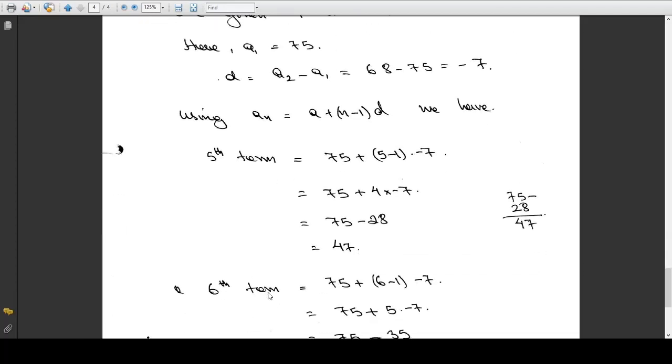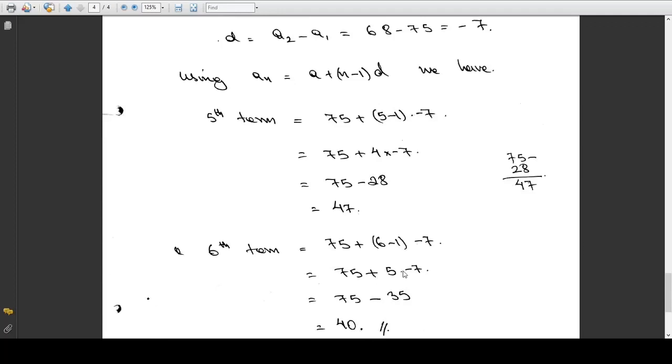And the sixth term also, instead of n, we put 6. 6 minus 1 multiply minus 7. That means 6 minus 1 is 5. 5 multiply 7, plus minus is minus, you get minus 35. 75 minus 35 is 40. If you are using this, it will go a long way like this.